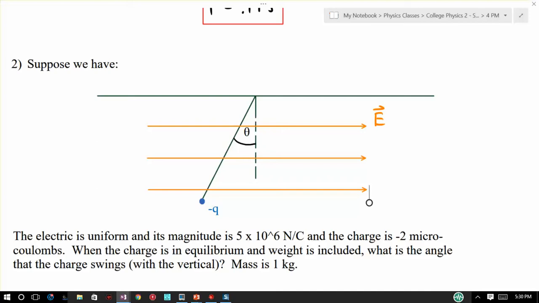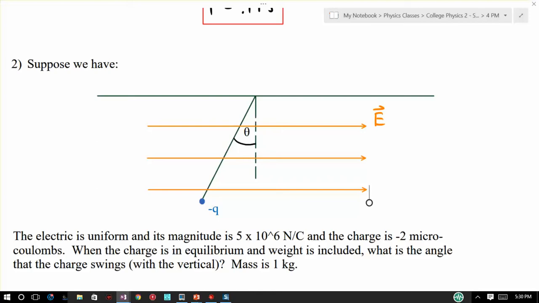When you're doing a homework problem or quiz, always assume there's a weight force, unless I say there isn't, right? I'll explicitly say ignore the weight force. Anyhow, so you include the weight force, and the mass is 1 kilogram. So the question is, what is the angle that it swings to, right? This is almost the same sort of question, although it's slightly different than we did last week.